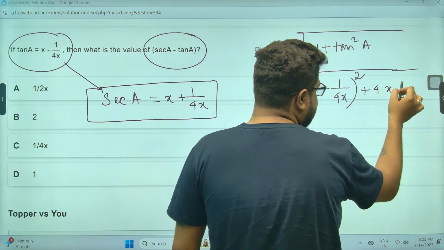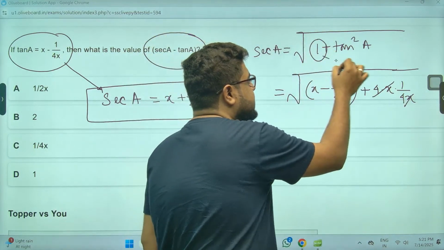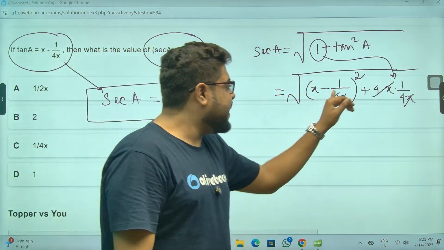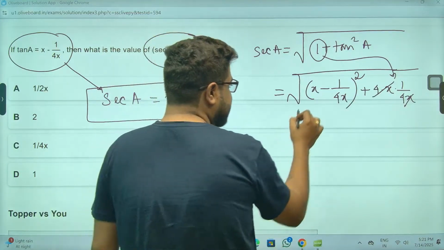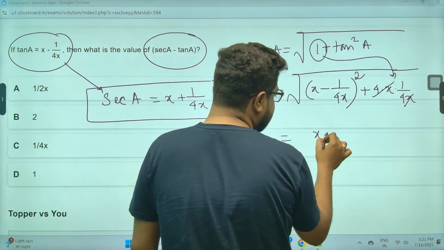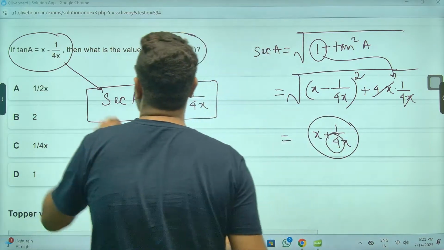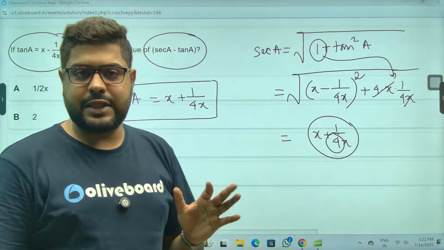Look, sir, if I cancel this 4x with 4x, ultimately it is giving us this 1. This 1 is here, and tan is this. And you see (a minus b) whole square plus 4ab gives you (a plus b) whole square. So that means remove the square root, and you will get this. But again, by seeing this 4, if you can get the idea directly, that will save a lot of time for you in the exam.